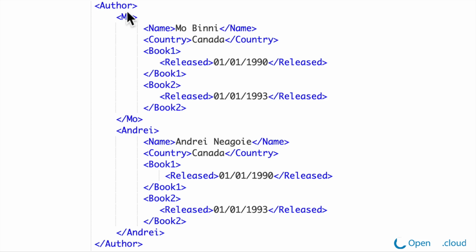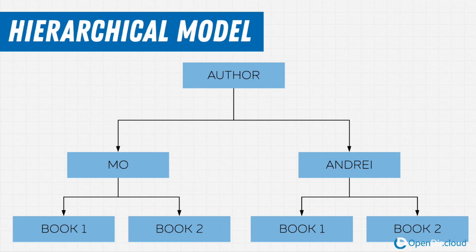Now, what we can see here is that this is pretty good for describing what we would call real-world relationships. Mo is directly related to his information and his books. But it is also good for describing what we would call a one-to-many relationship. Let me backtrack a little bit to explain what that means. What a one-to-many relationship means is that if we look here, an author can have many children. But a child can only have one parent. Andre can only be related to author.